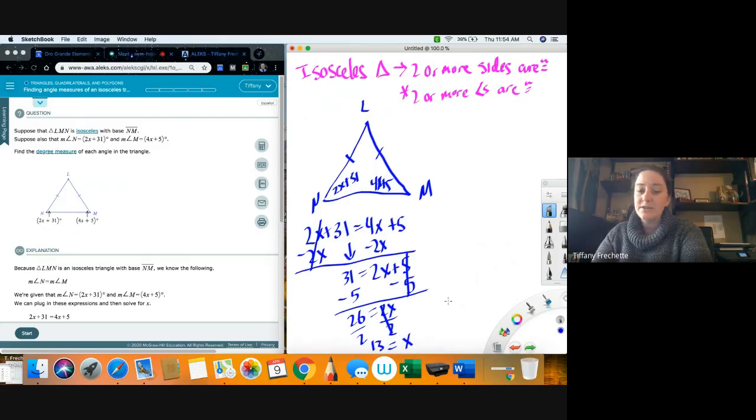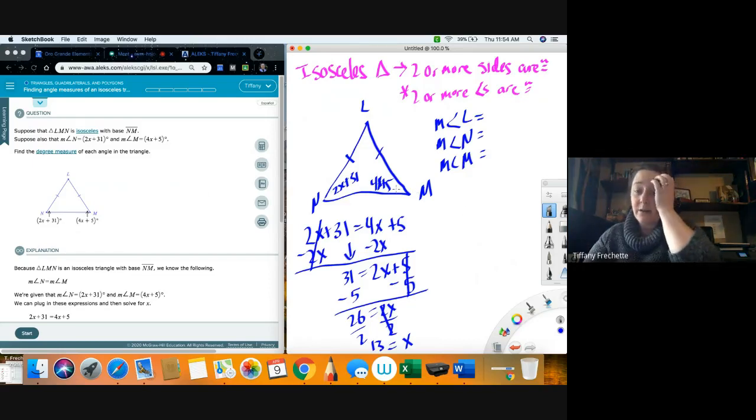It's the same thing as just saying x. But they didn't ask us what x was. They said find the degree measure of each angle. So we want to know, what does angle L equal? What does angle N equal? And what does angle M equal? We want to know what all three of these equal.